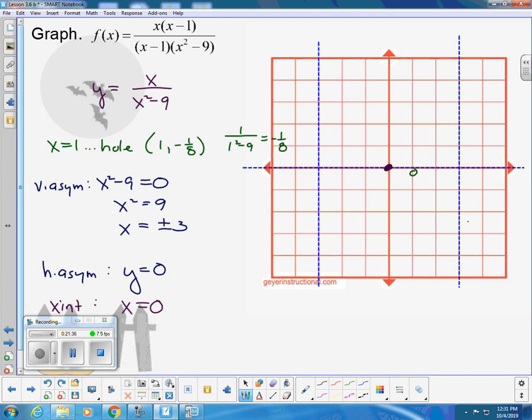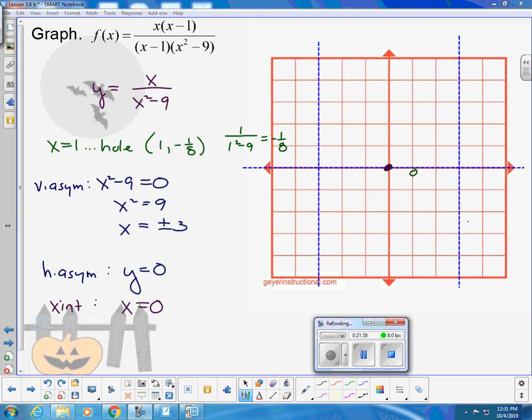My y-intercept is when x equals 0. So in my function, if I put 0 in for x, I'm still getting 0. Remember, you can't have an x-intercept of 0 and not have a y-intercept of 0. All right, there's our graph.